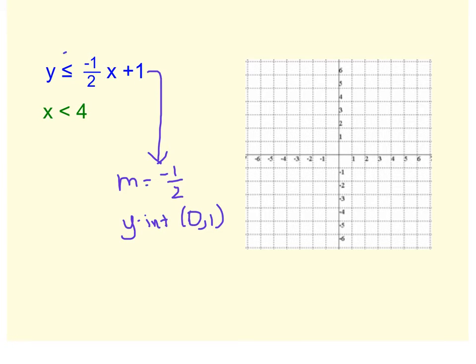Let's go ahead and identify the rest of the information. The inequality is a less than or equal to. So that or equal to means it's solid line. And then the less than means we're going to shade below.